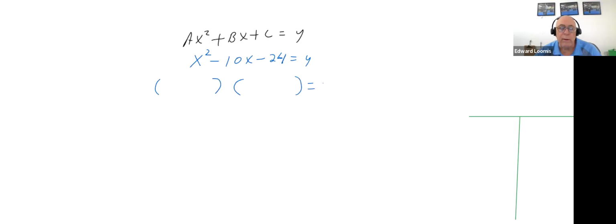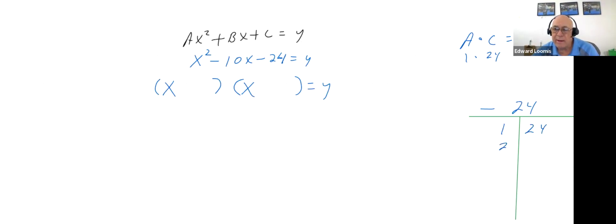So x squared minus 10x minus 24. I know to get that x squared, I have an x in both. Then I'm going to take a times c. 1 times 24 is 24. I see that c is negative, so we'll put that negative sign right there. What factors give me 24? Well, 1 times 24, 2 times 12, 3 times 8, and 4 times 6.